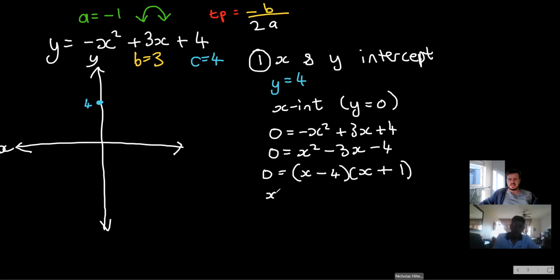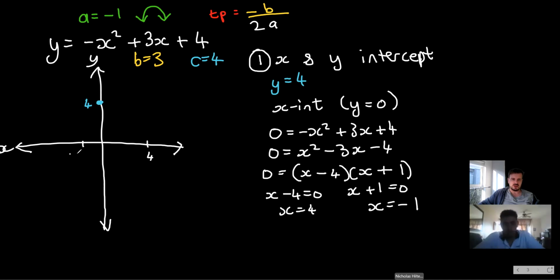And so you know that then x minus 4 equals 0 and x plus 1 equals 0. And so your values are x equals 4 and x equals minus 1. So now I know the one is 4 and the one is minus 1. So I'm almost there, right?